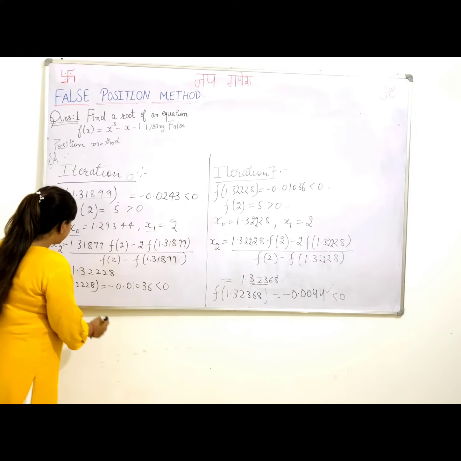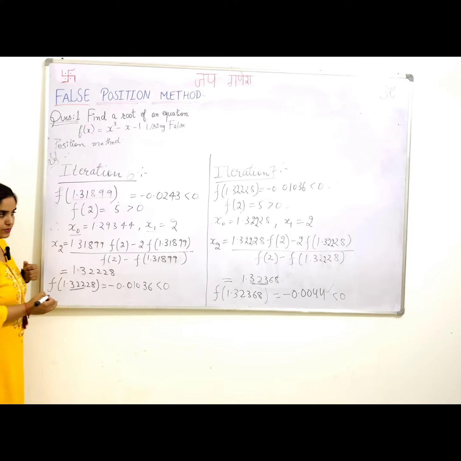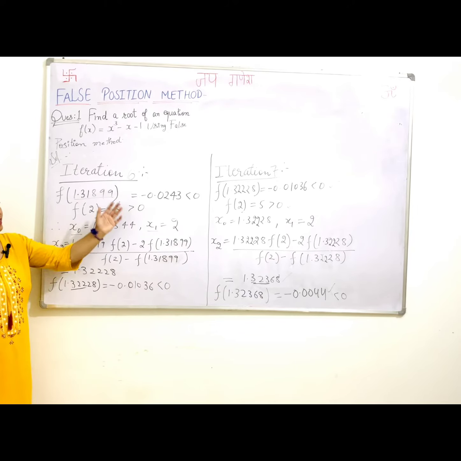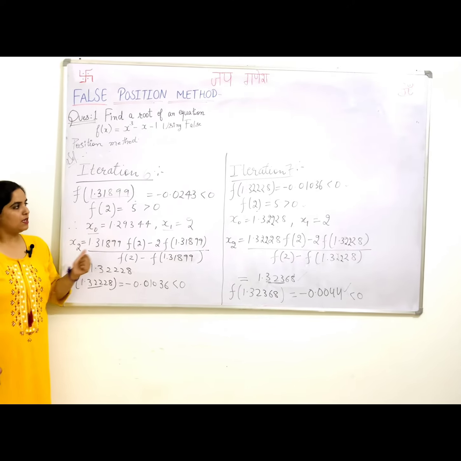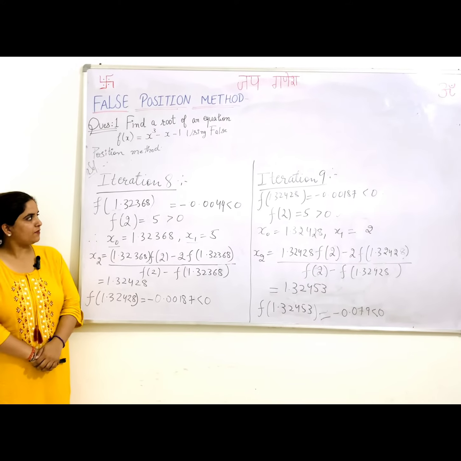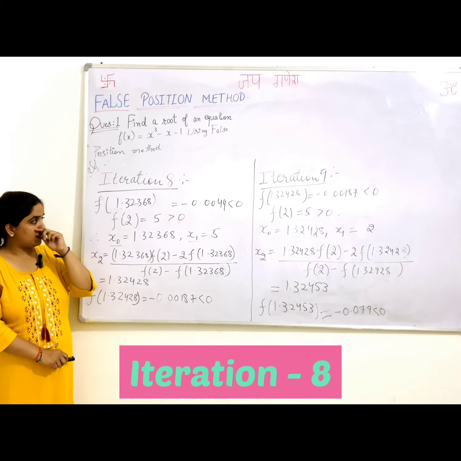Why? Because still we have not solved the same values up to 3 decimal places. This is 1.322, that is 1.323. So we need to do more iterations further. In the last iteration, that is iteration 7, we have stopped at the value 1.32368. So this is the answer which is written.